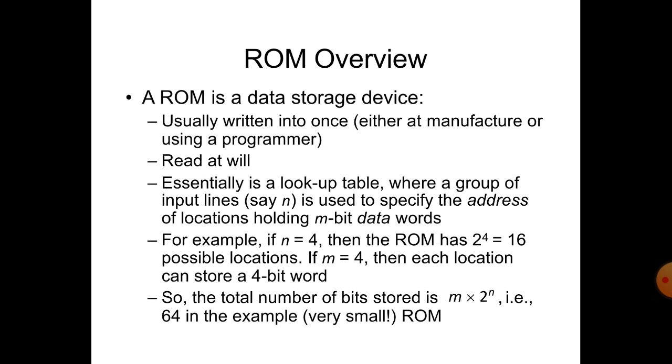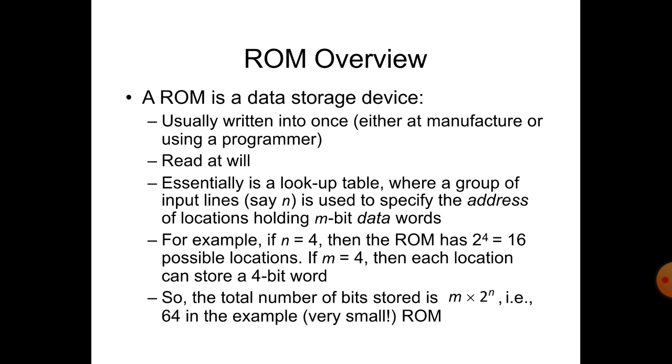So read at will. Essentially, it is a lookup table where a group of input lines, say n, is used to specify the address of the location holding m-bit data words. For example, if n is equal to 4, then the ROM has 2 power 4, which is equal to 16 possible locations. And if m is equal to 4, each location can store a 4-bit word, so that the total number of bits stored is m into 2 power n, that is 64 in this example of a very small ROM.